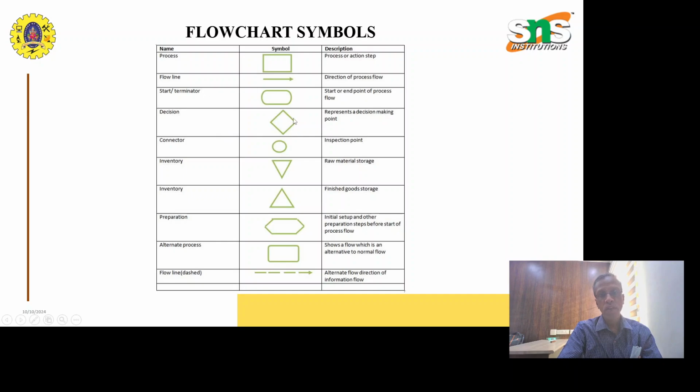Decisions are represented by the diamond symbol. Then the connector, the inspection point, and inventory, which is raw material storage. Then the inventory upper side is finished goods storage, and preparation is the initial step and other preparation steps before the start of the process flow, and the alternate process is also represented here.